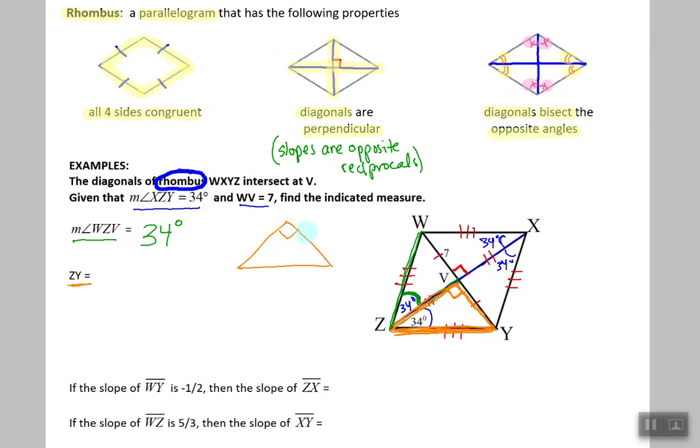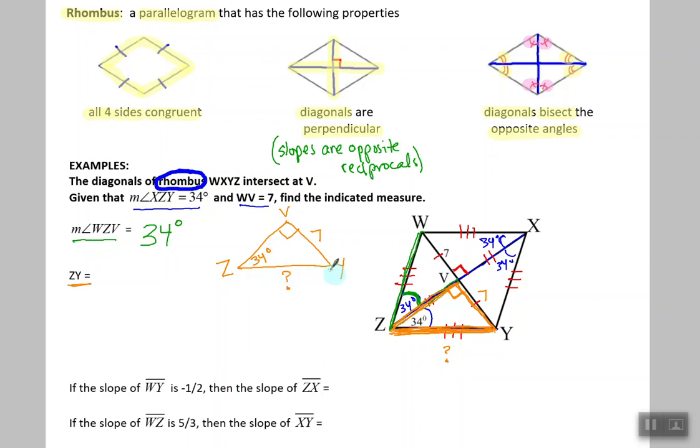I'm going to keep it in the same orientation and mark everything that's marked in this picture. Z, V, and Y are the three vertices. There's that right angle that I noted because it's a rhombus, and this angle is 34 degrees. I know that because the diagonals have bisected each other, that if this length is 7, this length is 7, so I can mark that in my triangle as well. What we're looking for is ZY, that length. I'm going to put a question mark there because that's the side in question. So therefore, in this picture, I'm going to put a question mark here. That's the side I'm looking for.